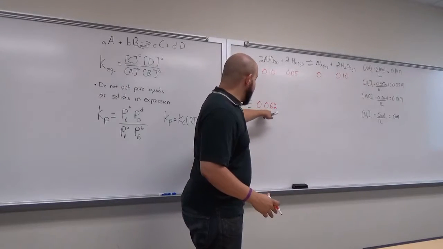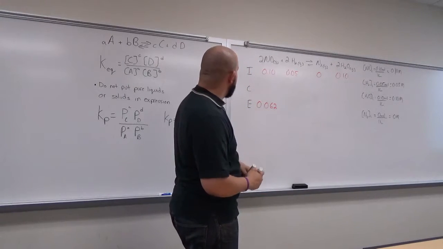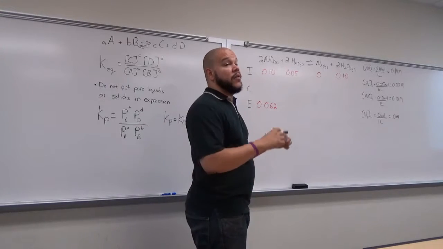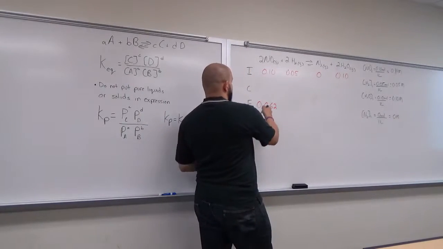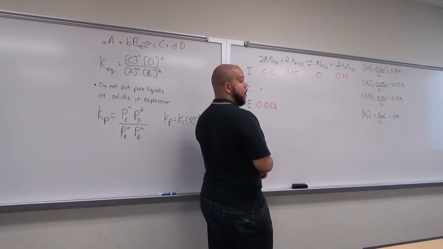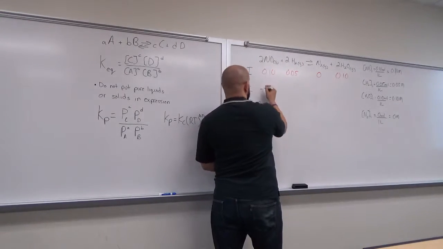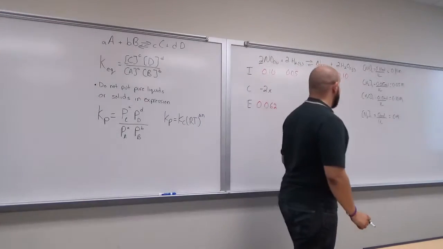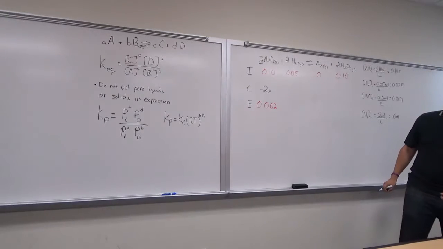So if we know this value, then what can we say about the change generically? Let's speak of the change generically first. The change here should be what? Negative x, negative 2x. Cannot forget the stoichiometry as it pertains to the change. That's where a lot of people might make that mistake.